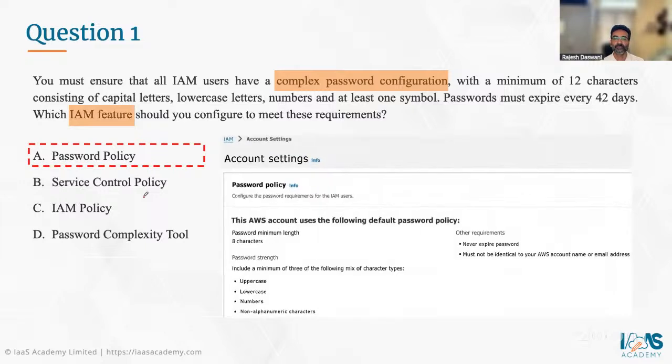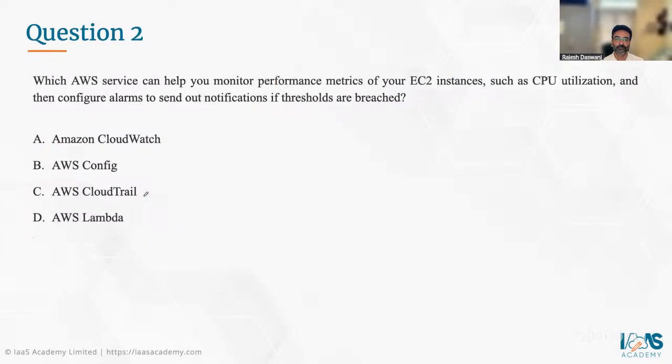Okay, so question number 2. Which AWS service can help you monitor performance metrics of your EC2 instances, such as CPU utilization, and then configure alarms to send out notifications if thresholds are breached? Your answer options here are CloudWatch, Config, CloudTrail, or Lambda.